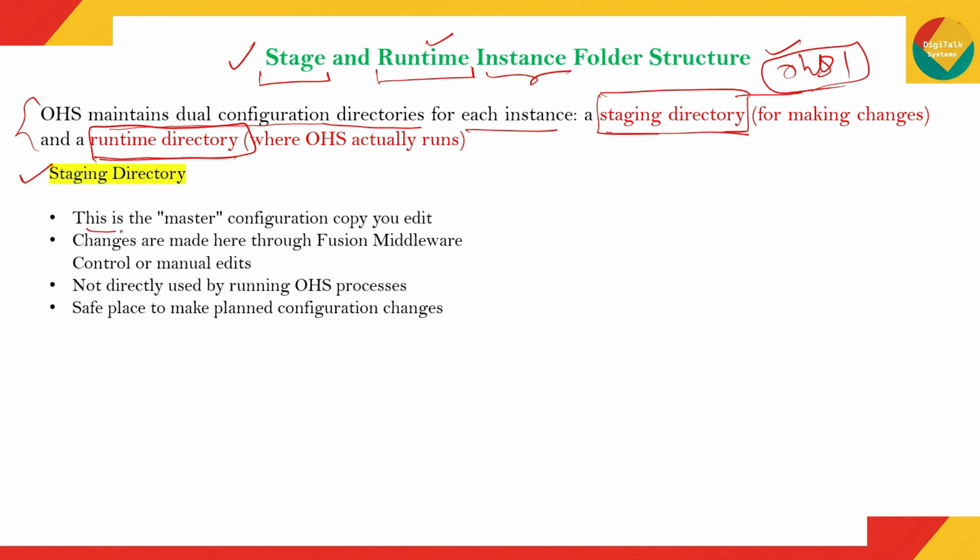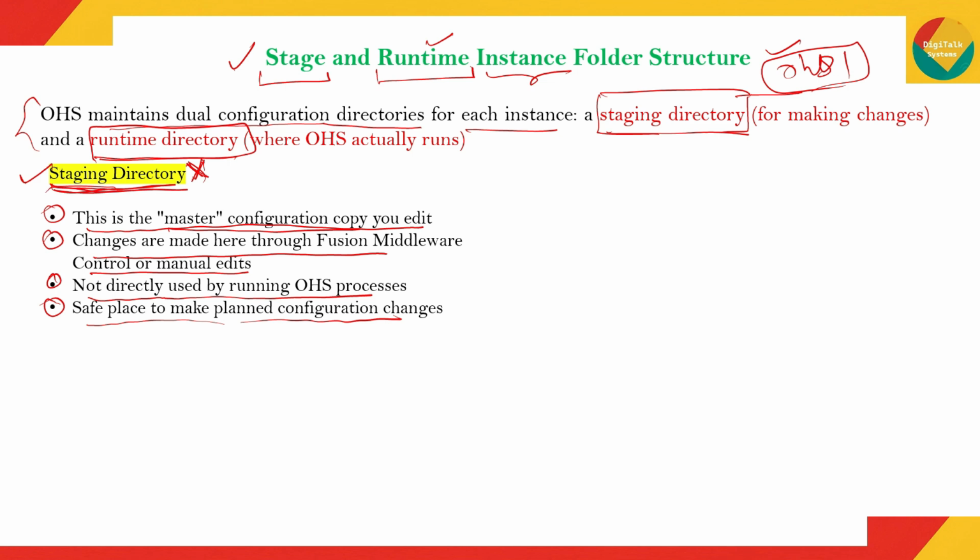So the staging directory is the master configuration copy you edit. Changes are made here through Fusion Middleware Control or manual edits; it is not directly used by OHS processes. It is a safe place to make planned configuration changes. So that means this staging directory is called the master configuration copy. When you run the OHS, it doesn't use this directory at runtime. It only looks at this directory for the configuration changes that need to be applied at runtime in the OHS. So whenever you do any kind of configuration changes in the OHS, you always have to do the changes in the staging directory.